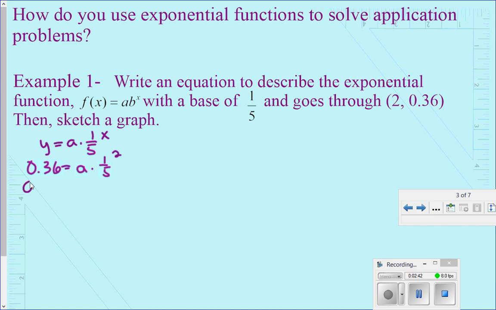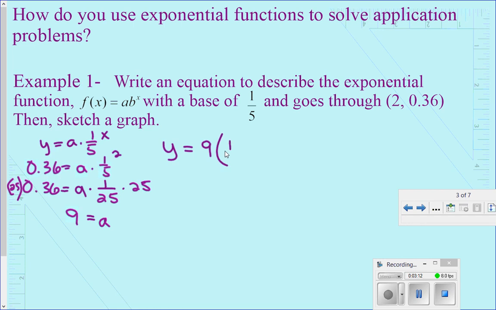So I can solve now. So I have 1/5 squared. Well, we know that that's 1/25. And now I'm ready to solve for a. So to get rid of the 25, we're going to multiply both sides by it. So times 25. So we're getting a is equal to, and that is 9. So we have y equals 9 times 1/5 raised to the x. That is our equation.